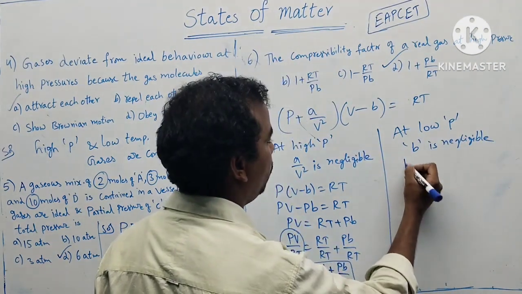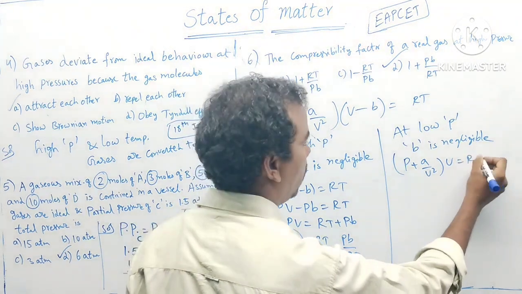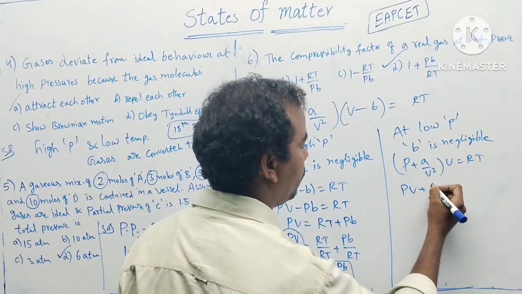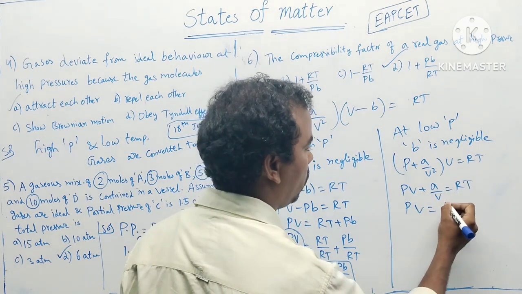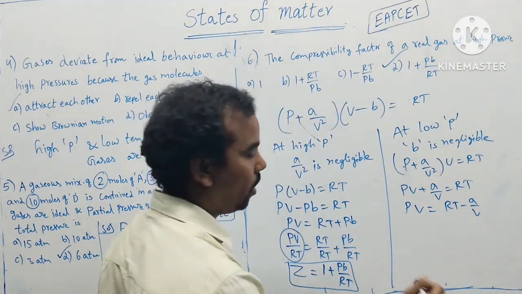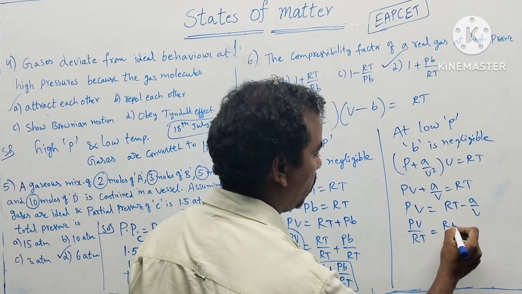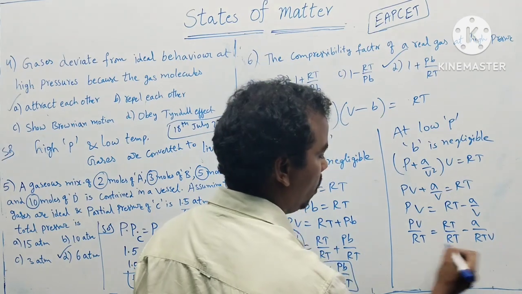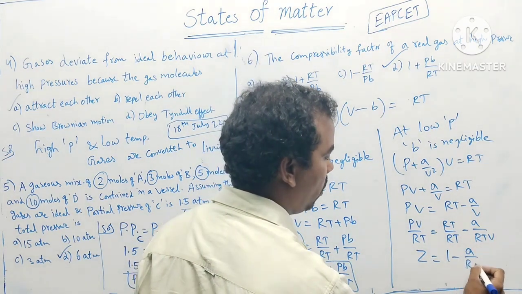So then (P + a/V²) × V = RT. Multiplying out, PV + a/V = RT. So PV = RT − a/V. Dividing by RT, PV/RT = RT/RT − a/(RTV). PV/RT is Z, and RT/RT is 1, so Z = 1 − a/(RTV).